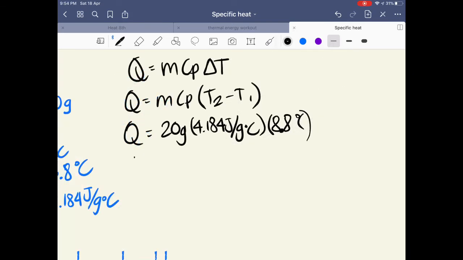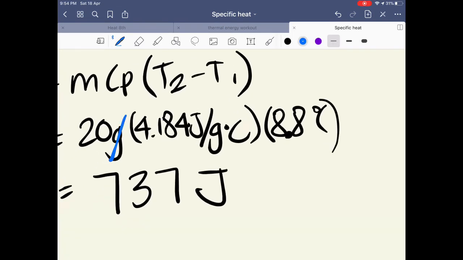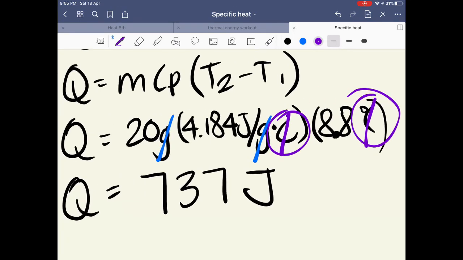So then we have heat equals, you multiply everything, and it will give you heat, which is 737 joules. How do I get that? Well, I cancel grams that is at the top here, grams that is at the bottom here, then degrees Celsius that is at the bottom, and degrees Celsius at the top, and that's how you keep the joules.